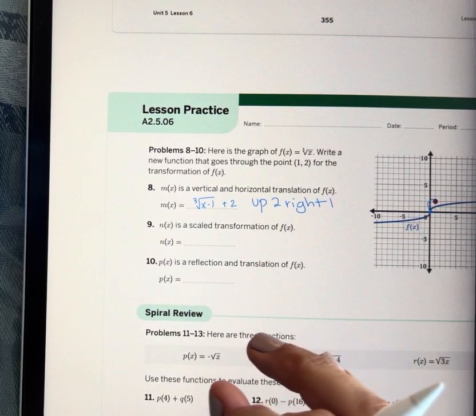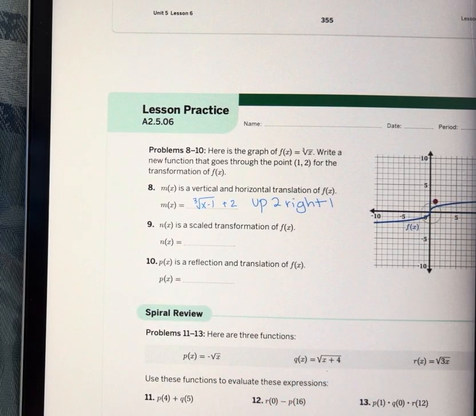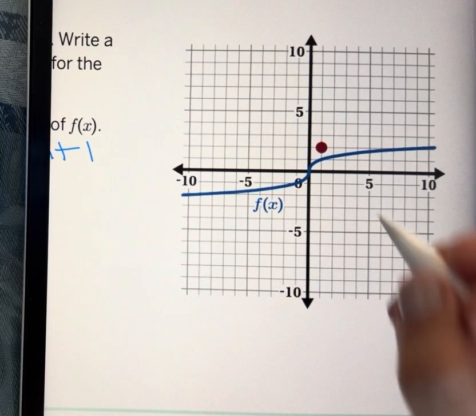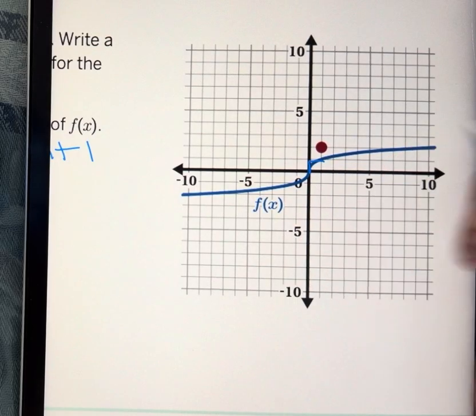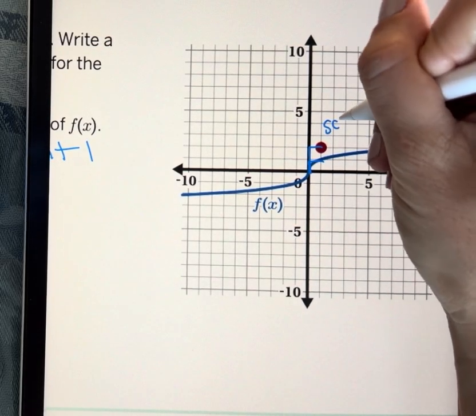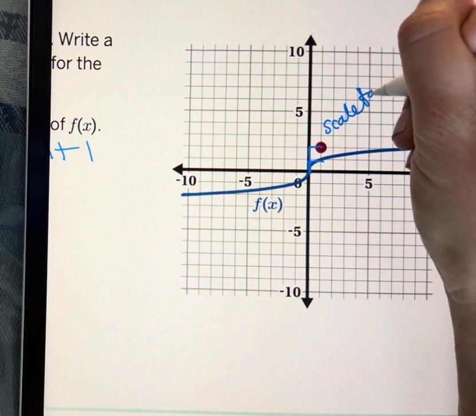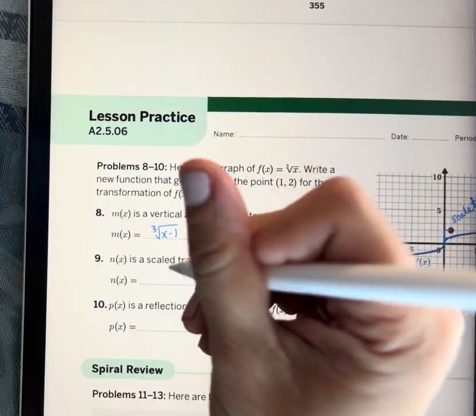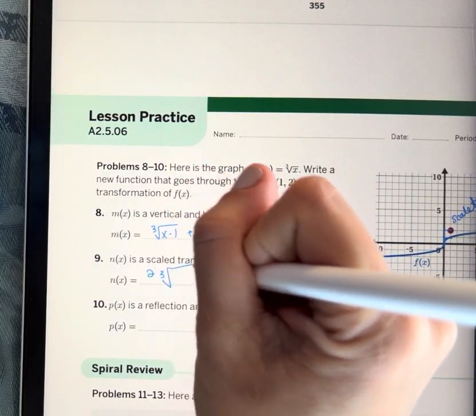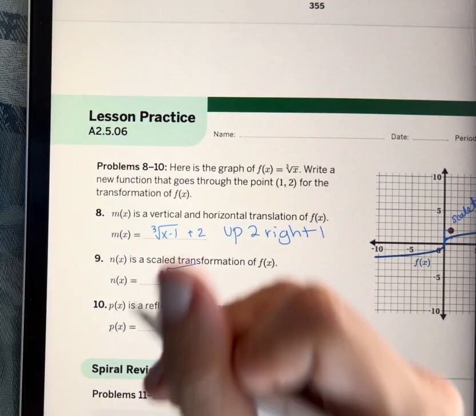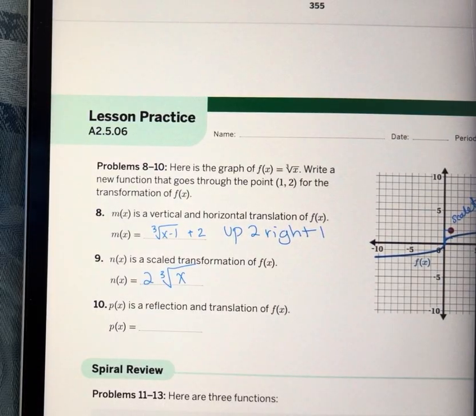Okay, now they want me to go through that point, but only using a scale, meaning a stretch or a shrink. All right, so if instead of going up 1 over 1, I go up 2 over 1, that's a scale by a factor of 2. So I can just write 2 cube root of x. I don't like the way I wrote that 2. It's supposed to be like that.